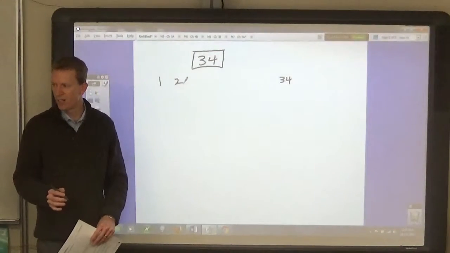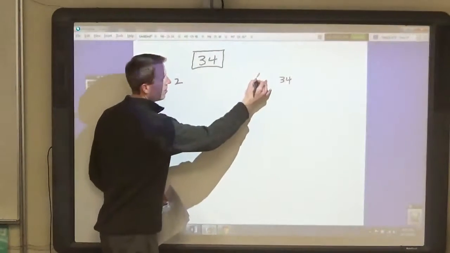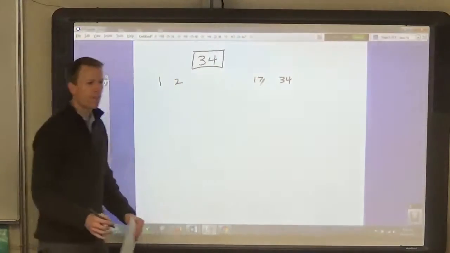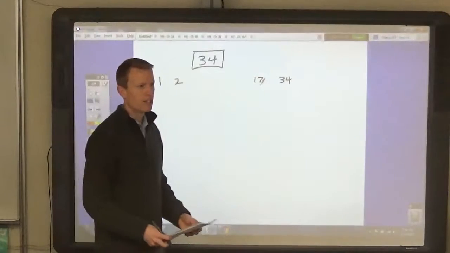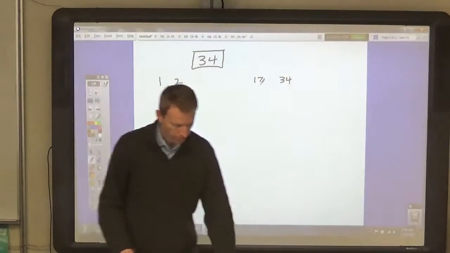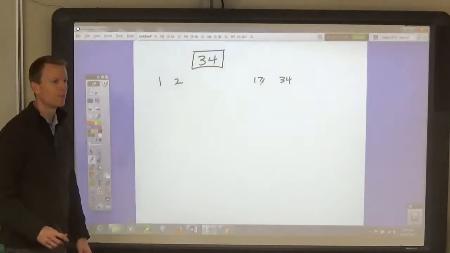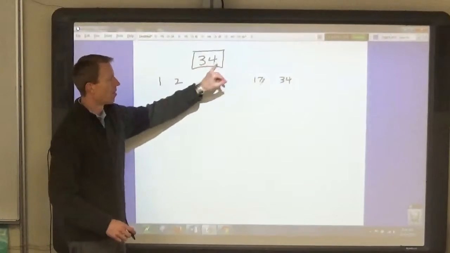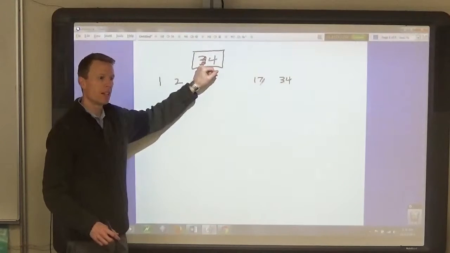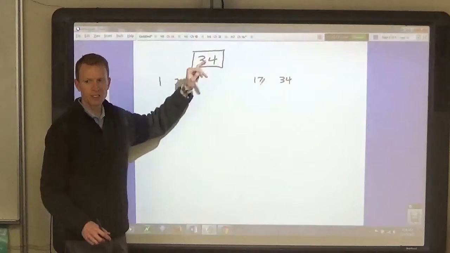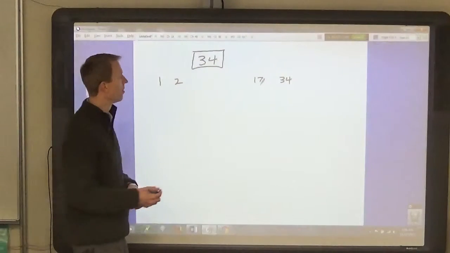2 and 17. Is 3 a factor? Is 3 a factor, Garrett? How do you know? Because when you add the digits, it doesn't equal 3 or a number that's divisible by 3. 3 plus 4 is 7. 7 is a prime number.